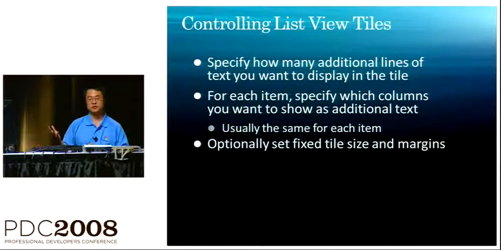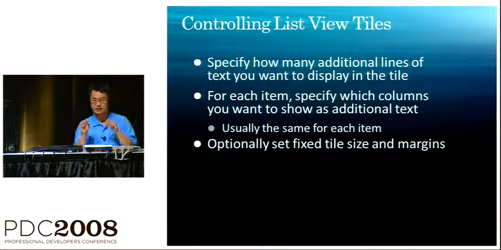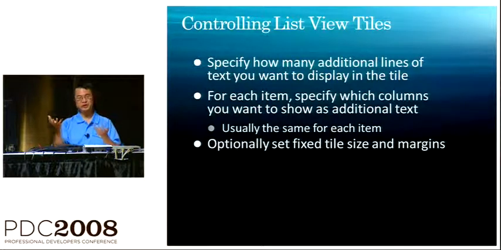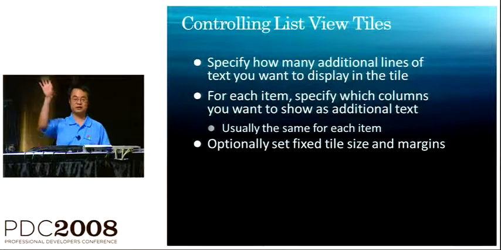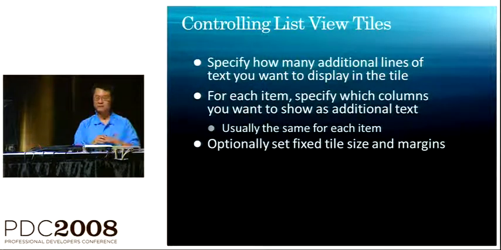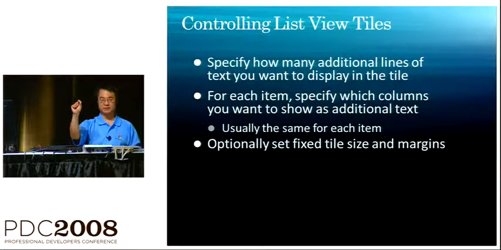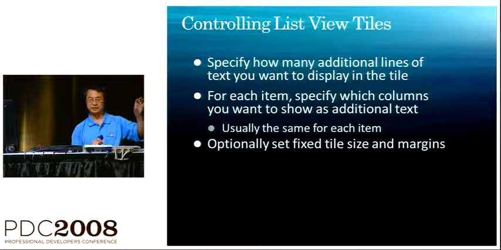The real interesting thing, of course, with list view tiles is that you get to control what that extra bonus information is. For each item, you can decide which columns. So we had the 3 columns: name, type, modified date. You can specify which columns you wish to show as the additional information. In principle, you could have each tile show different columns. You can have dog show its type, but cat show its modified time. You could do this in principle.